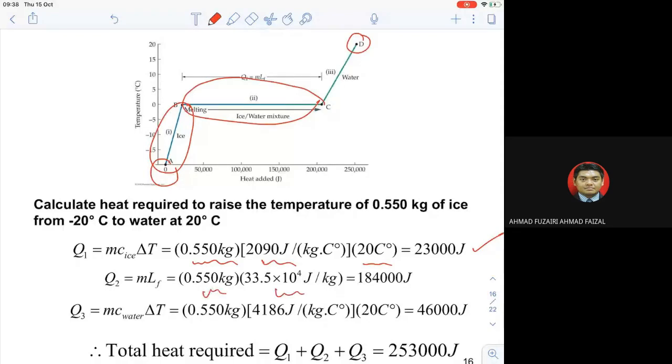Nak guna yang mana? Guna latent heat of fusion. Latent heat of fusion. Because it happens at 0 degree Celsius. So the answer will be 1,84,000 joule. And afterwards, to get from 0 to 20, kita buat lagi satu M C. But right now, cuba tengok beza antara nombor 1 dengan nombor 3.